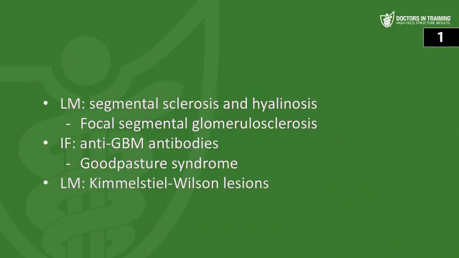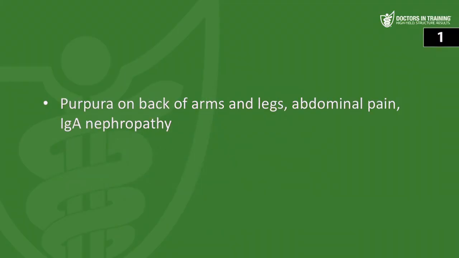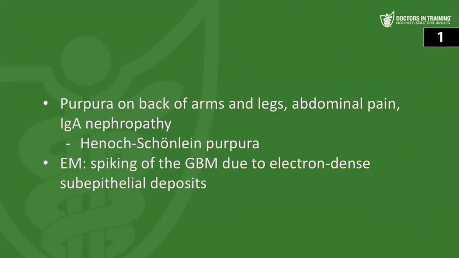Kimmelstiel-Wilson lesions are seen with diabetic nephropathy. Purpura on the back of arms and legs, abdominal pain, IgA nephropathy. That's going to be the Henoch-Schönlein purpura. Spiking of the glomerular basement membrane due to electron-dense subepithelial deposits. That's going to be your membranous glomerulonephritis.